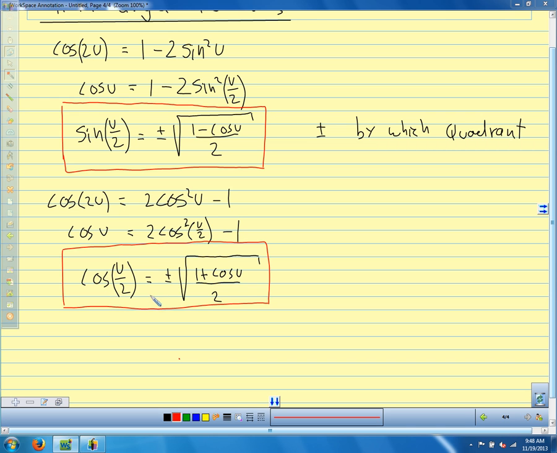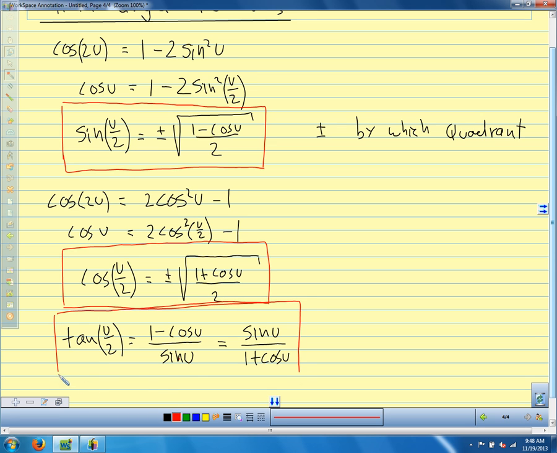And I can go through the same process for our tangent formula, and I can come up with a half angle formula for tangent. Tangent of u over 2 is 1 minus cosine u over sine u. And I can also change that into sine u over 1 plus cosine u. So there would be my half angle formulas for tangent.